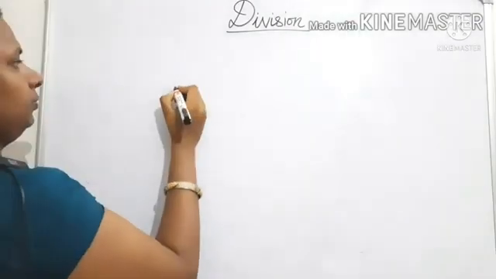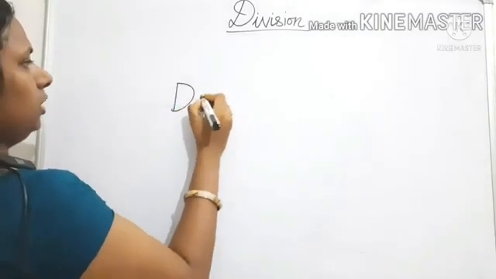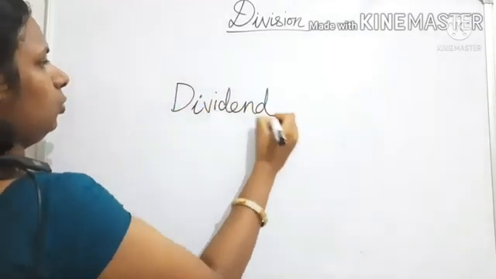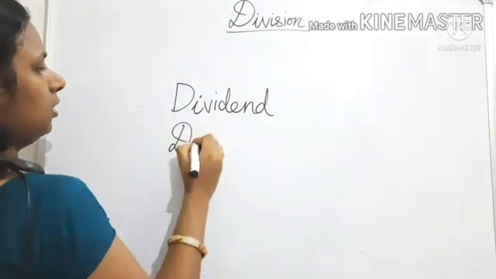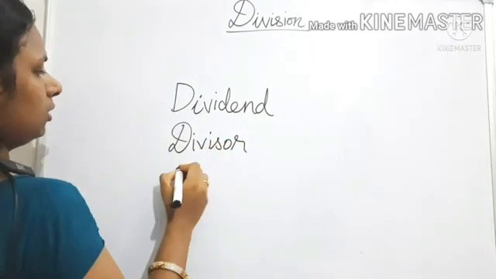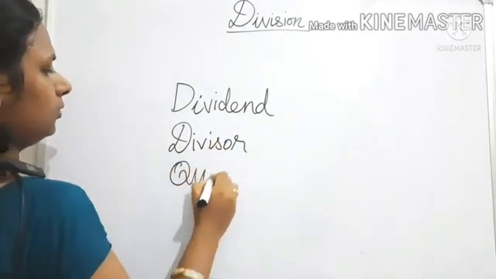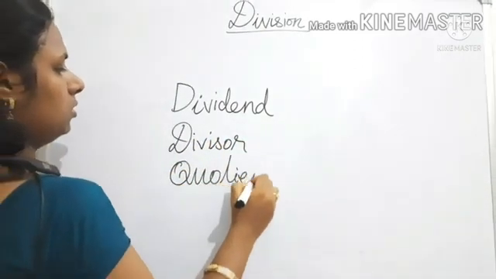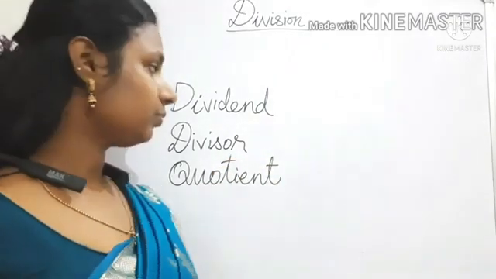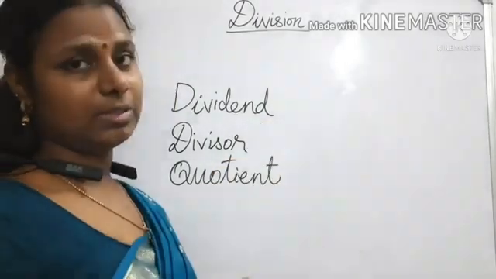For example, what are the numbers called? You know about three words: dividend, divisor and quotient. Okay. Now what is dividend?